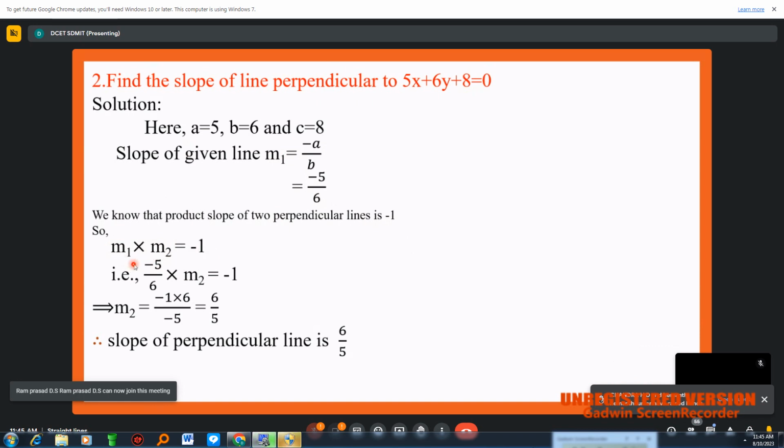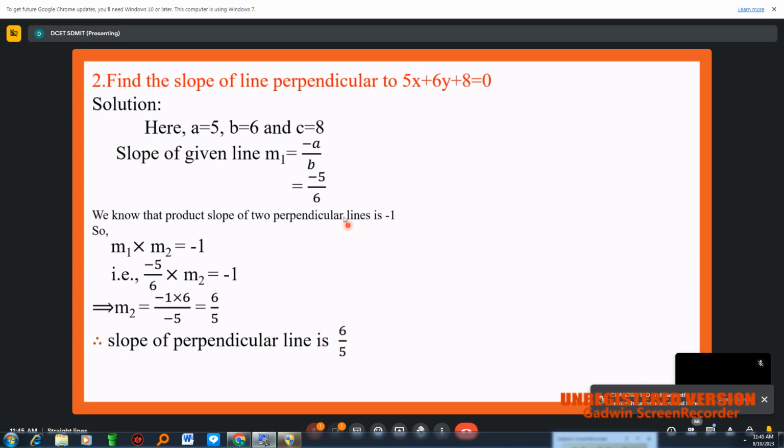So next I have to find the value of m2. Substituting the value of m1, that is minus 5 by 6, into m1 into m2 is equal to minus 1. So now m2 is nothing but minus 1. If you take minus 5 by 6 to this side, it will become 6 by minus 5. So substituting, minus and minus get cancelled, 6 ones are 6. Therefore, the slope of the perpendicular line is 6 by 5.